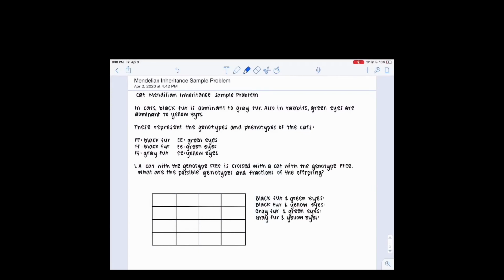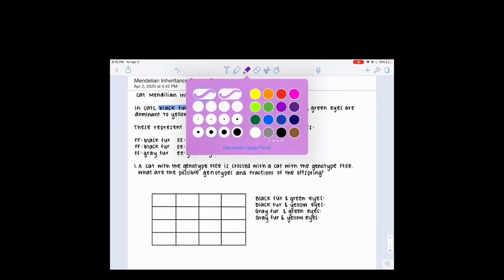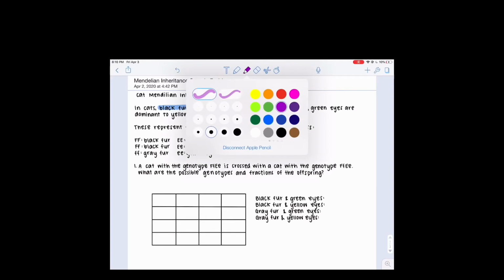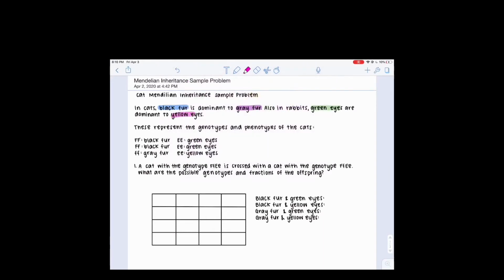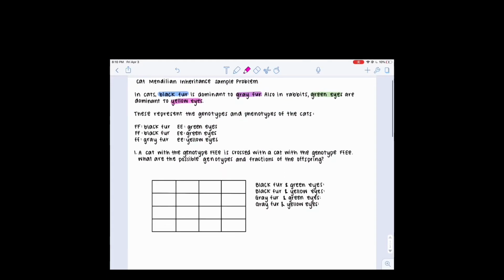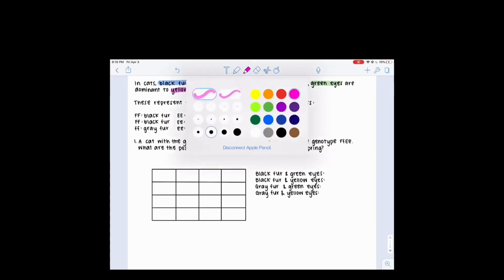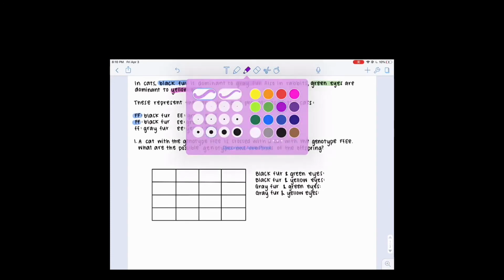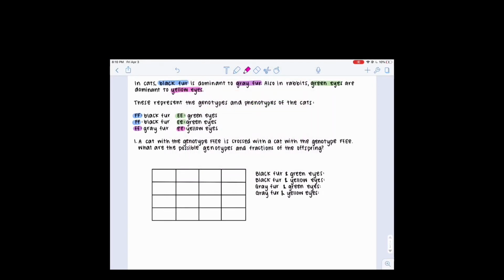Cat Mendelian Inheritance Sample Problem. In cats, black fur is dominant to gray fur. Also in cats, green eyes are dominant to yellow eyes. These represent the genotypes and phenotypes of the cats. So we're going to be using blue for the black fur, purple for the gray fur, green for the green eyes, and pink for the yellow eyes.